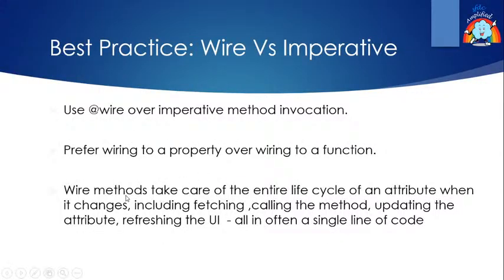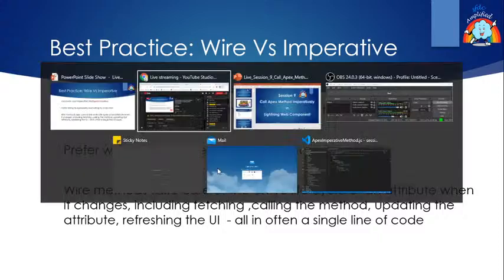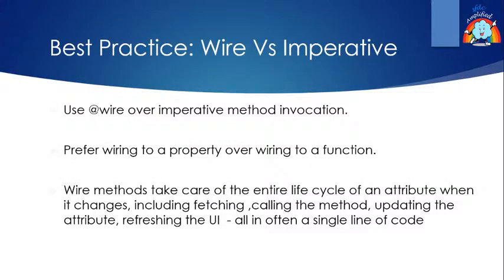The wire method takes care of the entire life cycle, including fetching, calling the method, updating the attribute, and refreshing the UI. You just see that we wrote one single line, and we were able to get the whole list of records. That is much less code as compared to when we are using imperative. So whenever possible, use the wire.